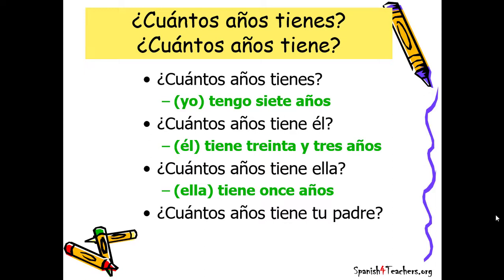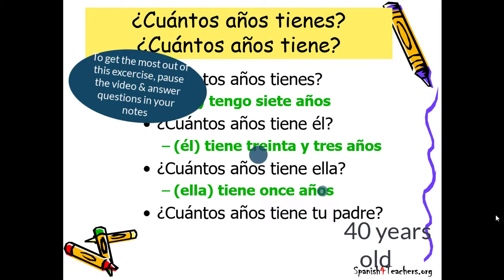Okay, next one. Let's ask about your father. And your father, we're going to say, is 40 years old. So let's start by translating the question. ¿Cuántos años tiene tu padre? So, are we asking the question about ourselves? Are we asking the question directly to our father? Are we asking our father how old he is? Or are we asking someone else? Or are we telling the age of our father? Are we talking about somebody else? In this case, we are talking about our father, he or she.